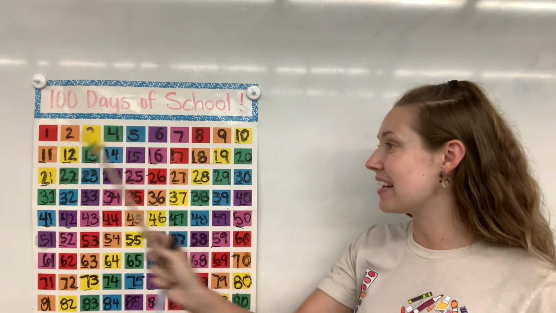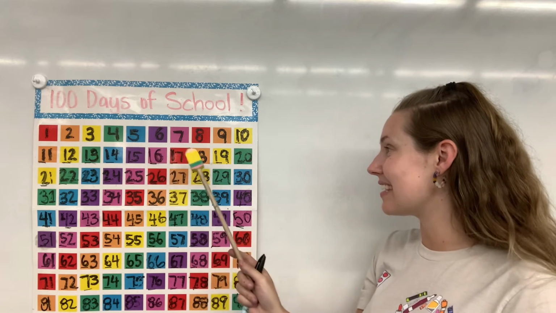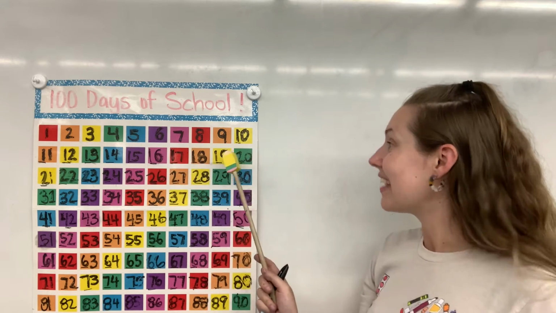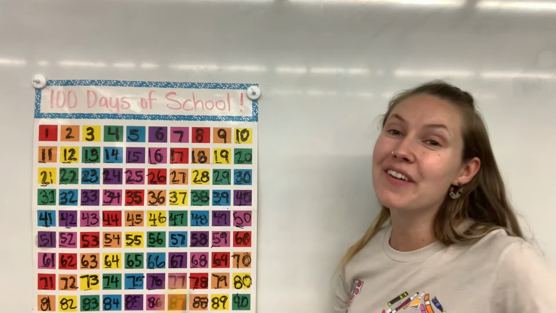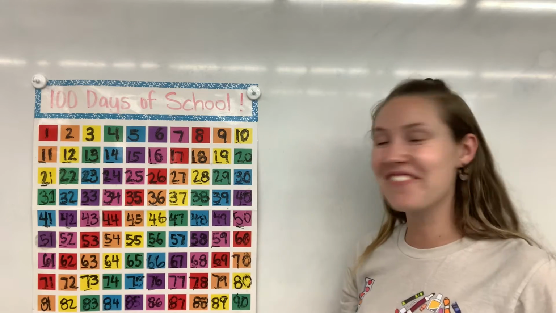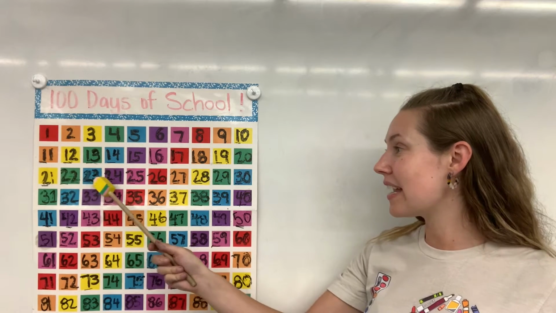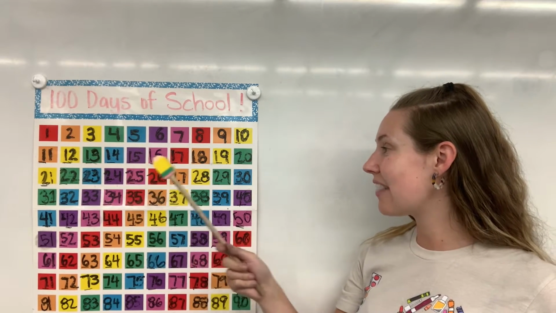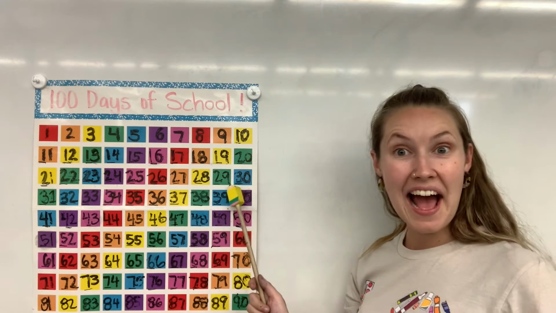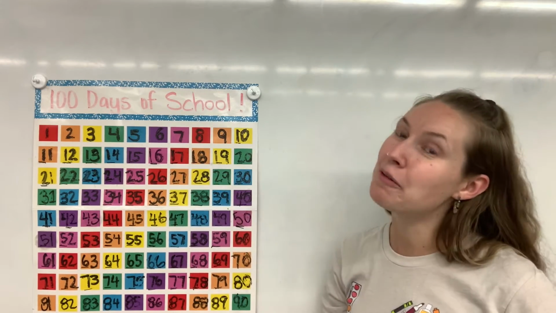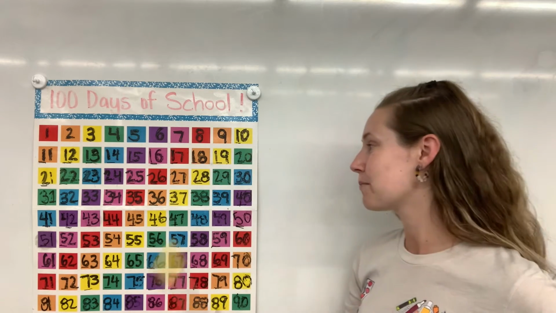10, 11, 12, 13, 14, 15, 16, 17, 18, 19, 20. And now we're at 20 and each of our numbers has a 2 in the front. 20, 21, 22, 23, 24, 25, 26, 27, 28, 29, 30. And when we get to 30, each of our numbers has a 3 in the front.